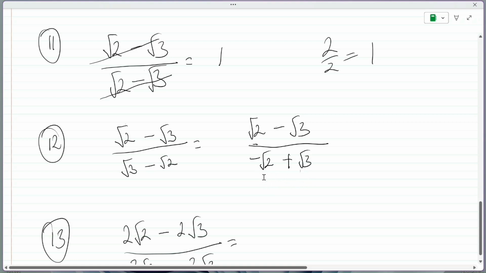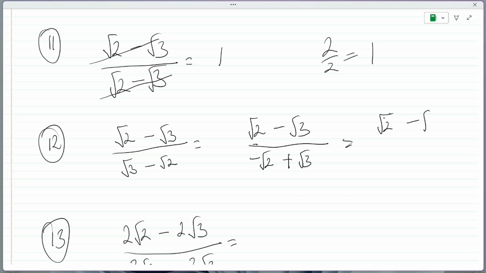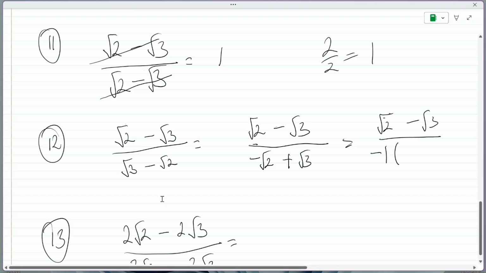From the denominator, we can bring out minus 1. You know this root 2 has a 1 in front of it, and this root 3 has a 1 in front of it. And at this point, we can bring out minus 1. The minus 1 changes the sign of this root 2 and also of this root 3. So we have it as root 2 minus root 3 over minus 1. You bring out minus 1. The minus 1 doesn't change the numeric value, but just changes the sign.